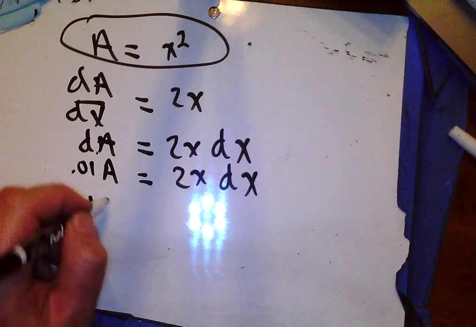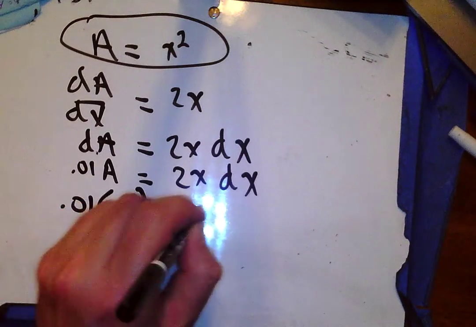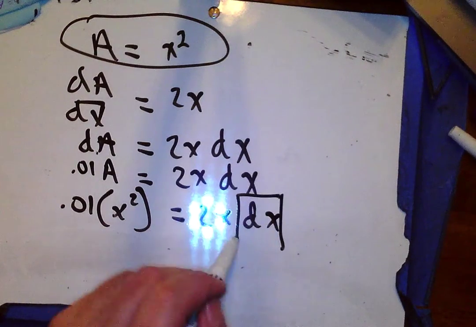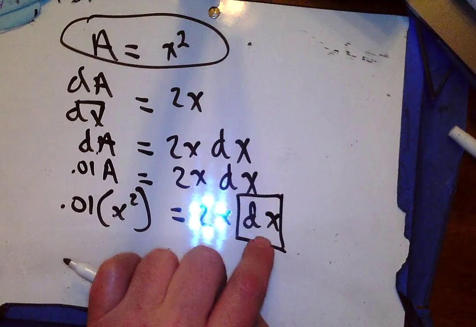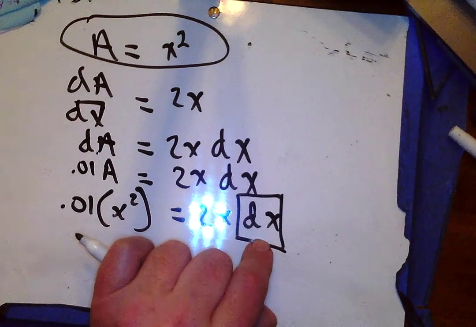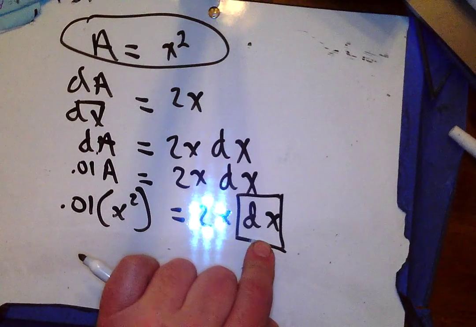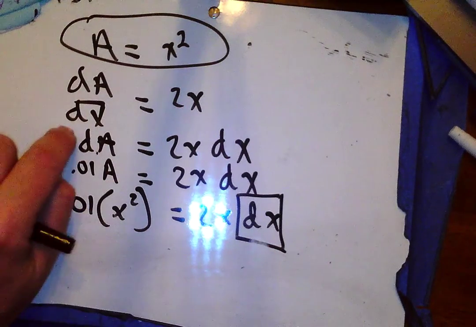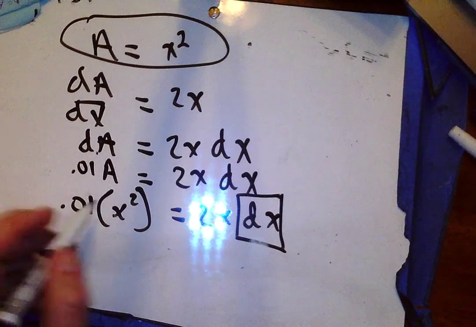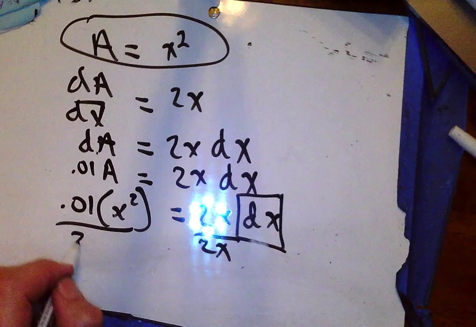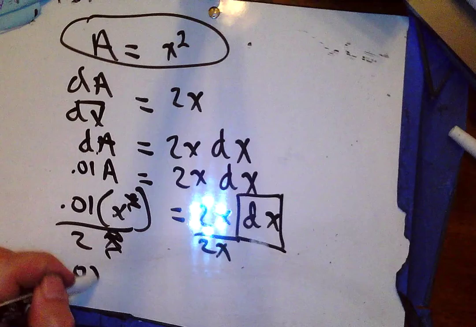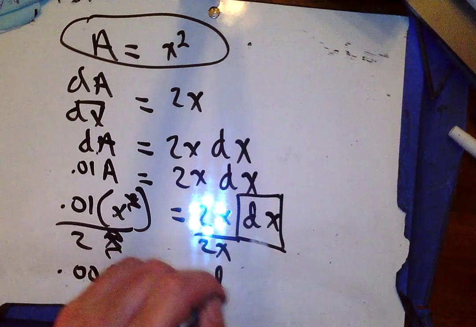So I'm going to now say 0.01 times x squared equals 2x dx. Now, what were we trying to find? We were trying to find what amount of error, what amount of variation, what amount of change in x can we tolerate if we want the change in area to be within 1% of the actual area. Yeah? And so now I'm going to say, great, well, let's just divide by 2x. And so what happens here? This cancels that. 0.01 divided by 2 is 0.005x equals dx.